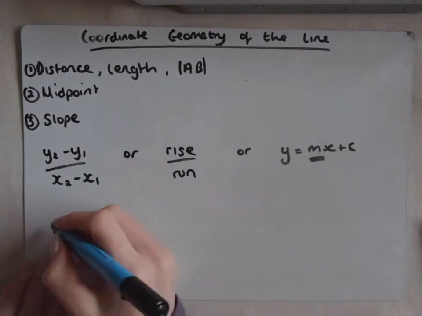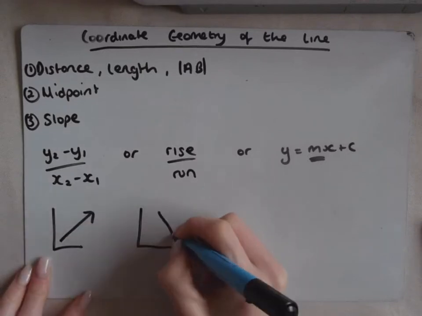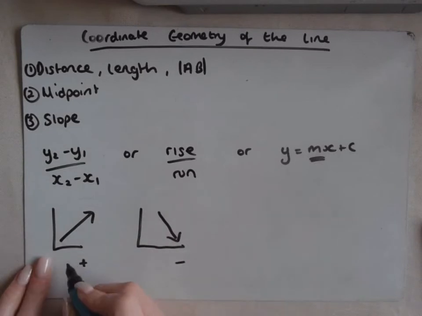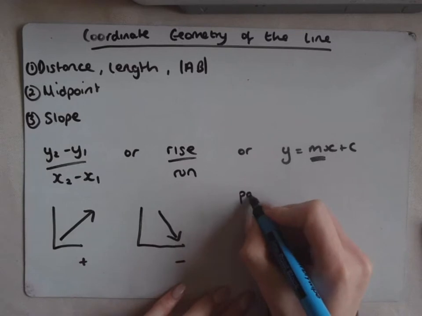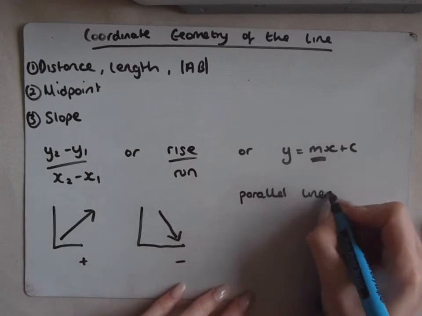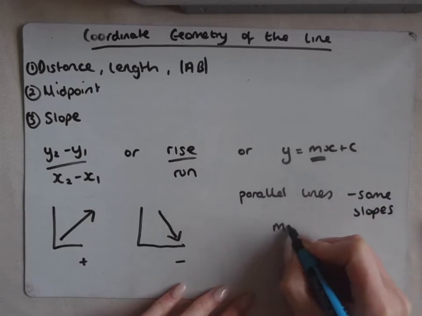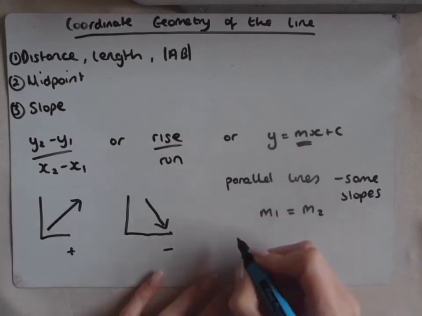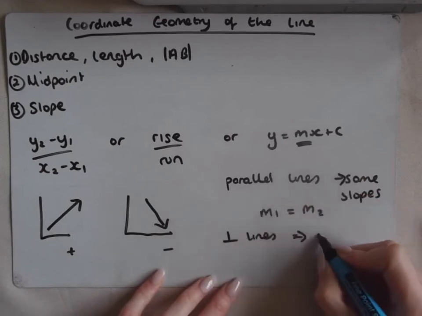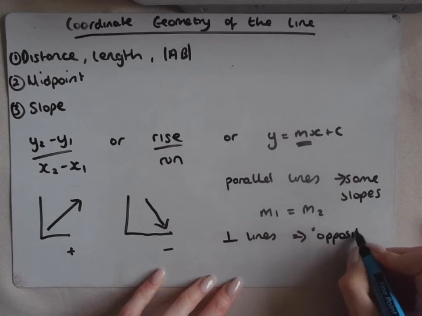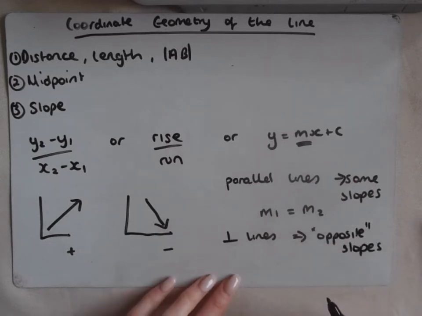Now, with a positive slope, the line will go like that. With a negative slope, the line will go like that. So this will be a plus slope, your m, and this will be a minus. Parallel lines have the same slope, m1 equals m2. Perpendicular lines have opposite slopes. What that means is you turn it upside down and change the sign.